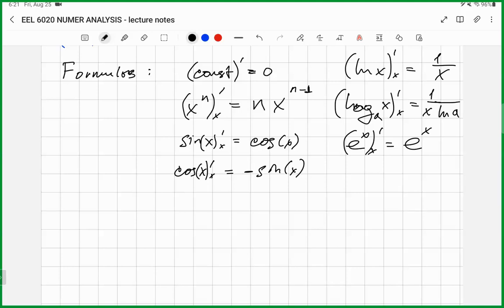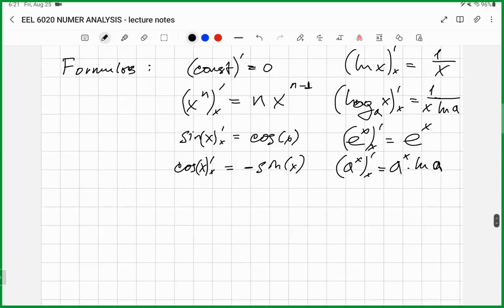But what happens if we use another base, like a to the power of x? The result is basically similar. It's still this exponential function a to the power of x, but also multiplied by the logarithm of base e of a.